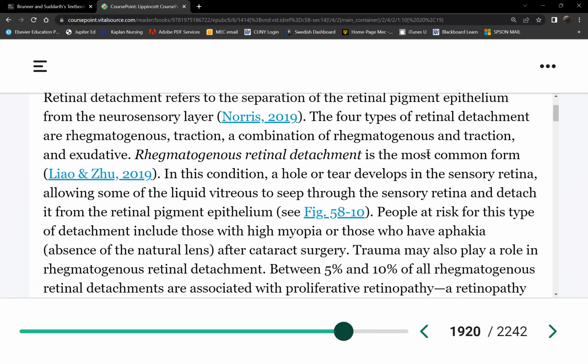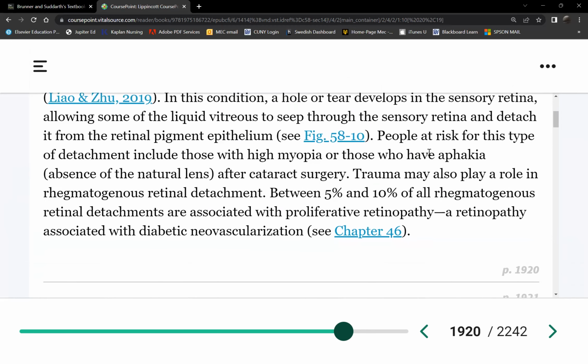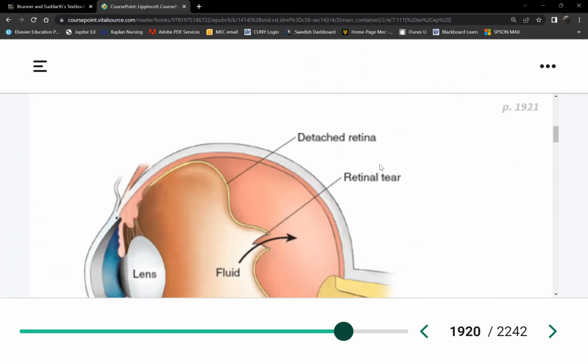It happened to my father-in-law. He had no idea of the retinal detachment, and he didn't say anything when he had the symptoms. We'll look at the symptoms shortly.